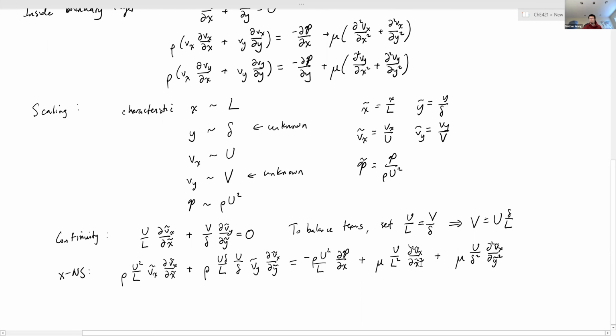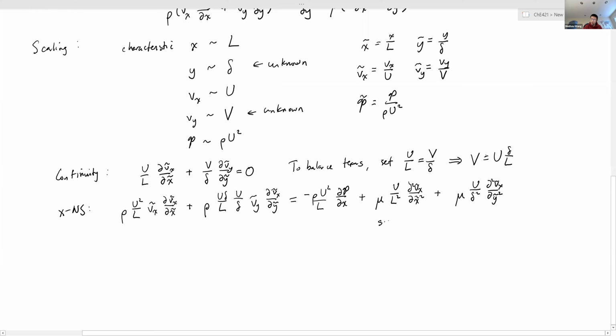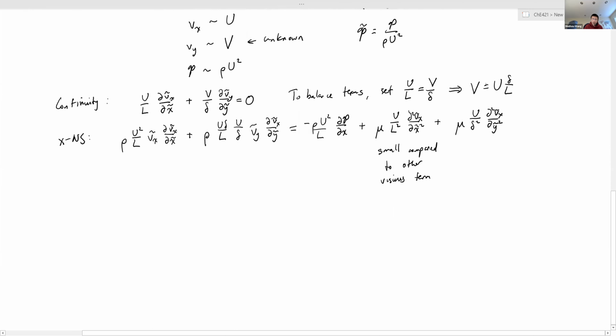And that's just because L here is much larger than delta, and so we're dividing by a large number, so this can go away, right? So this is small compared to the other viscous term. Okay, and what we're left with then, if we, let's say, divide through by rho u squared over L everywhere, is this first term just becomes that.